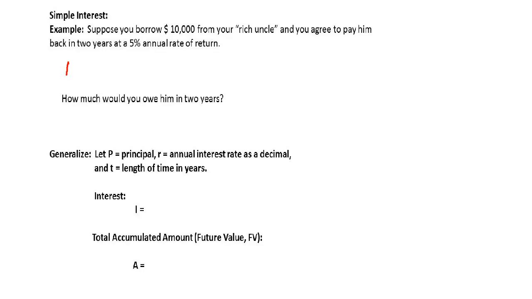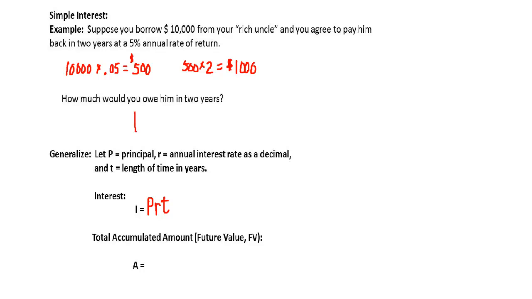Suppose you've borrowed $10,000 from your uncle and he's lending it to you at an interest rate of 5%. So that's $500 in interest each year. And if this is for 2 years, then $500 times 2 years is $1,000. So the general principle is that the interest is the principal times the rate times time.